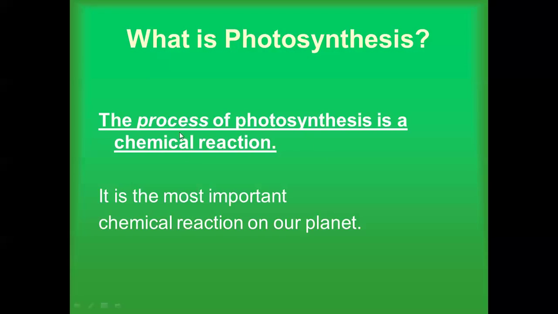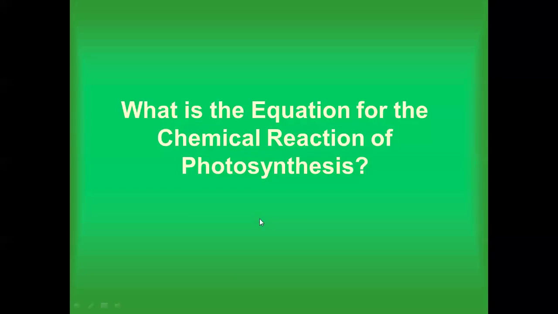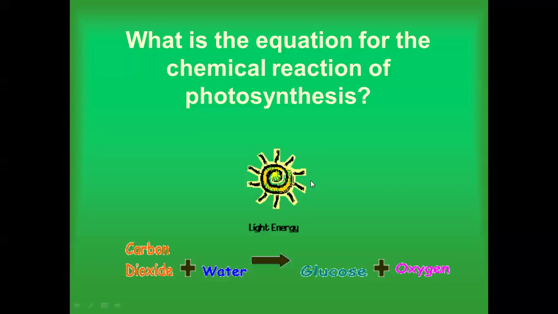it this way. But photosynthesis is a process, and it's actually a chemical reaction. It's probably the most important chemical reaction on our planet. So there is an equation, like all chemical equations, there is a chemical equation to represent photosynthesis. This is the basic premise.